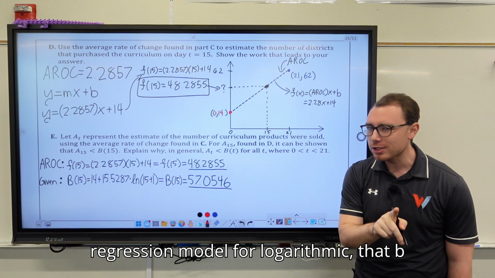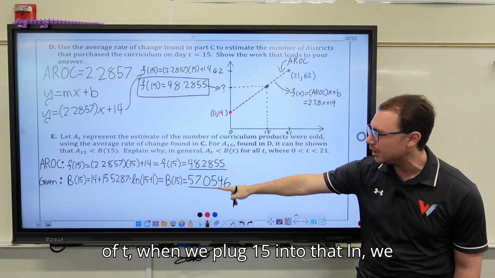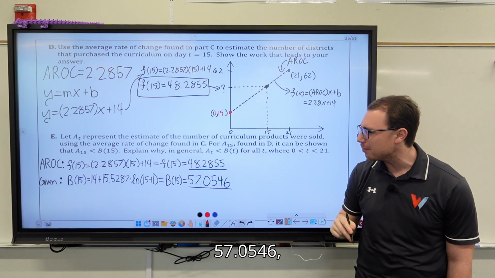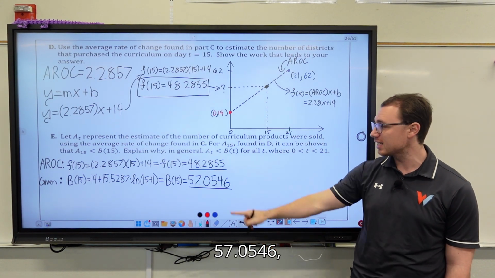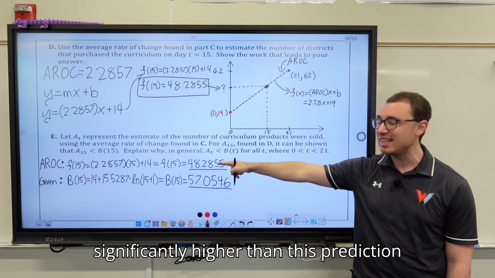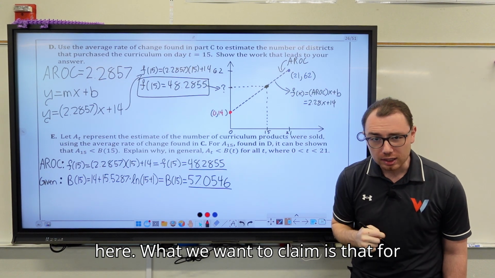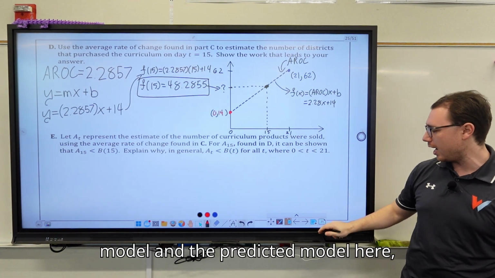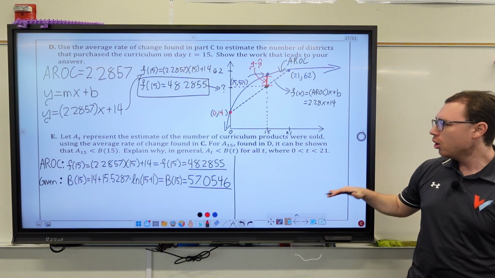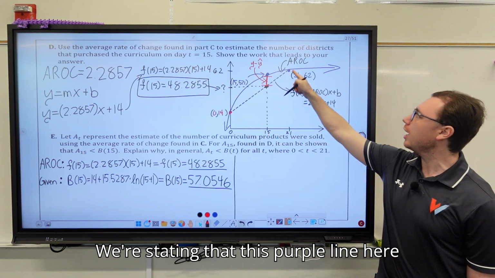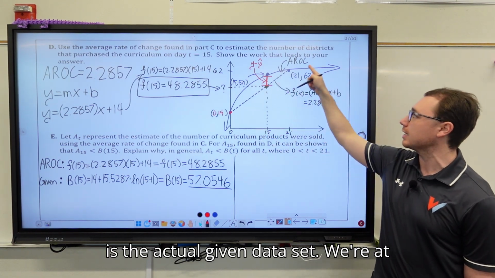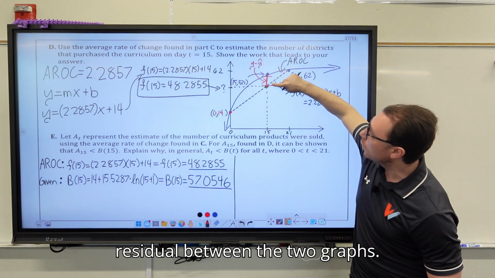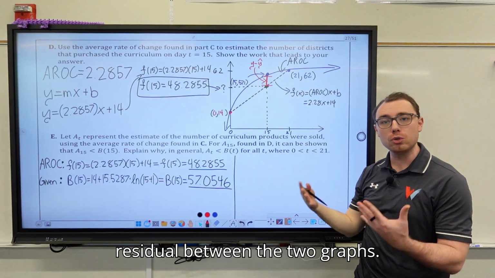But in our regression model for logarithmic, that b of t, when we plug 15 into that ln, we end up getting like 57.0546, significantly higher than this prediction here. What we want to claim is that for this difference between the regression model and the predicted model here, this purple line here is the actual given data set, where at 15, we have this difference, this residual between the 2 graphs.